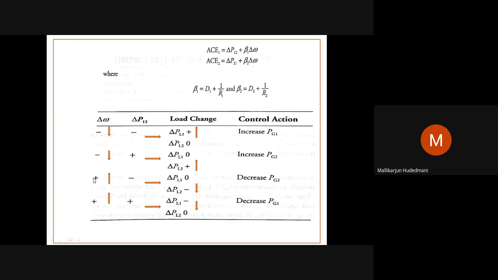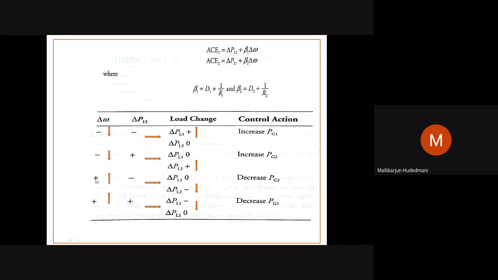This is indicated by plus of delta omega and minus of delta P12, which necessitates thinking that the load in area 2 is declining. Then what is the control action? Decrease the generation in area 2. Generators of area 2 must be commanded to reduce the generation set point. That means when the load decreases in area 2, naturally the frequency becomes higher.